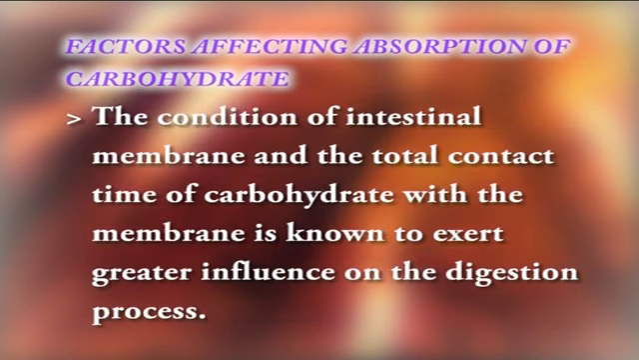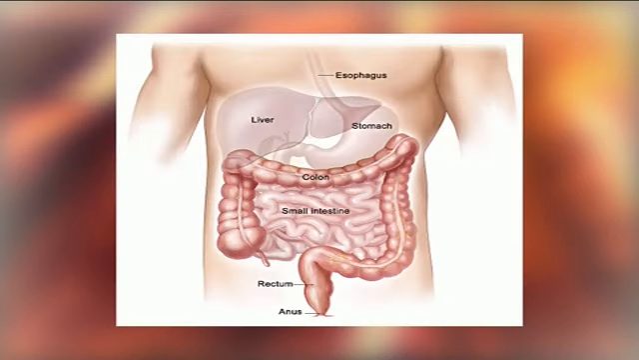The condition of the intestinal membrane and the total contact time of carbohydrate with the membrane are known to exert greater influence on the digestion process. Abnormalities in mucosal tissues and the rapid movement of carbohydrate in the intestine are known to hinder absorption.